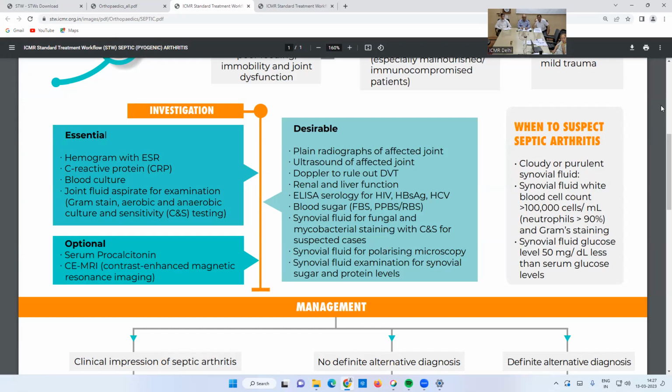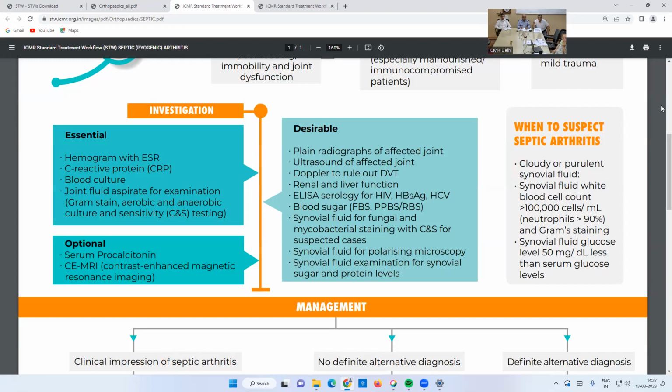Then there are some tests which are optional and can or cannot be done. For example, the serum prolactin level can be increased in cases of sepsis in the body. It is not a reliable marker, but it can be done. Then contrast MRI can sometimes be used in order to rule out any bony changes.